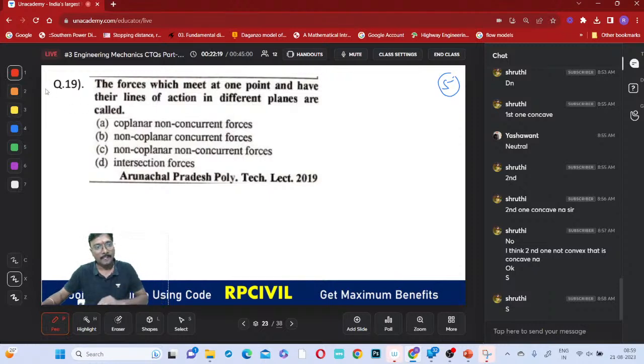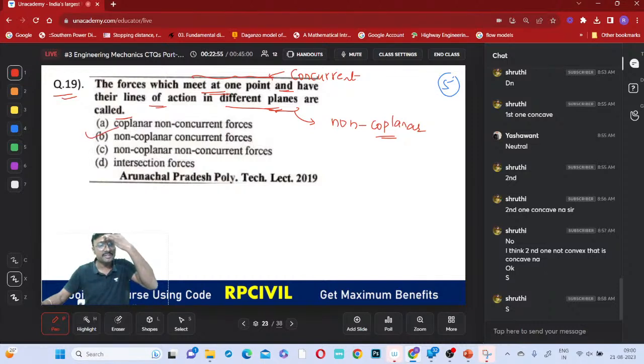The forces which meet at one point and have their lines of action in different planes are called as? Meeting at one point is nothing but concurrent, but acting in different planes means non-coplanar, obviously. So these are non-coplanar as well as concurrent forces. Meeting at a single point, concurrent; not in the same plane, non-coplanar. Is it clear, everyone?